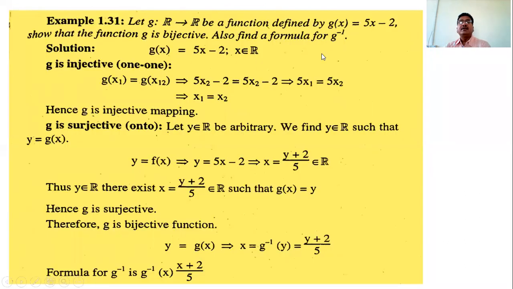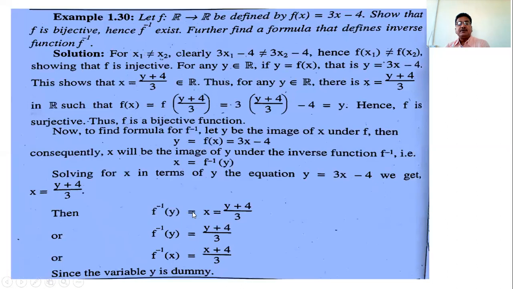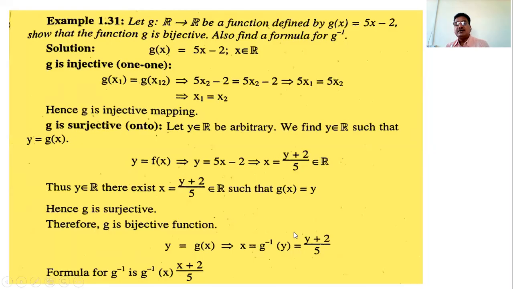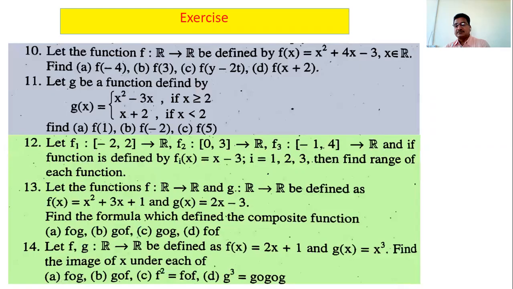Similar example here: find the formula for G inverse. So G inverse of Y is equal to X, just as F inverse of Y is equal to X. Here the notation is G. Therefore, take G inverse of Y is equal to X. And what is X? X is this, (Y plus 2) by 5. So G inverse of Y is (Y plus 2) by 5. Or write, instead of Y, the dummy notation X, that is G inverse of X is equal to (X plus 2) by 5. This is the formula that defines G inverse.